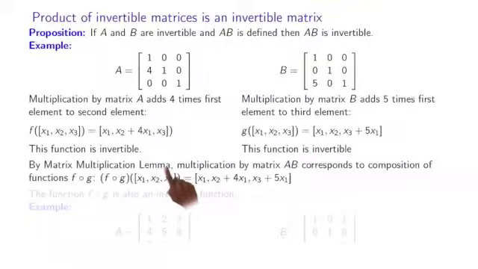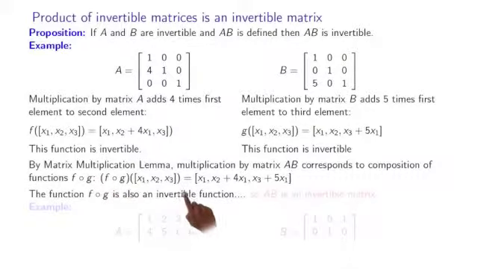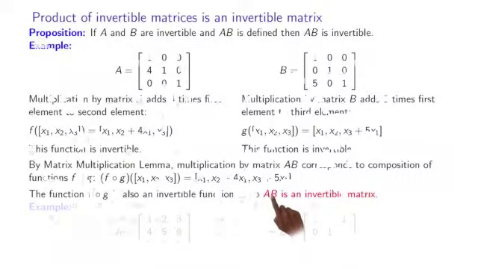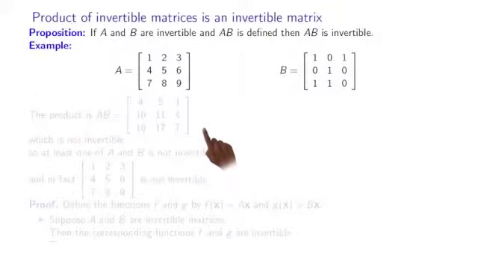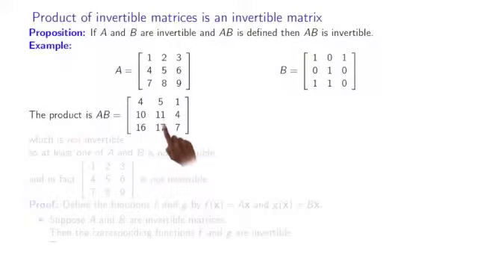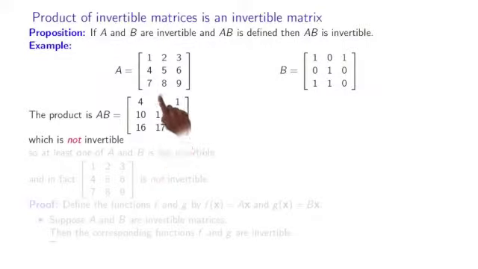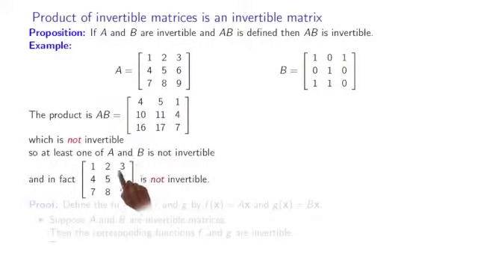Again, by the matrix multiplication lemma, multiplication by the matrix A times B corresponds to application of the composition of the two functions. So the composition is also an invertible function, so the product A times B is an invertible matrix. One more example. Here are two matrices, A and B. Here's the matrix product. It's not an invertible matrix, so the proposition implies that at least one of A and B is not an invertible matrix, and in fact that first one, A, is non-invertible.